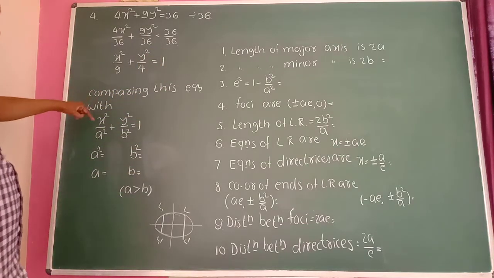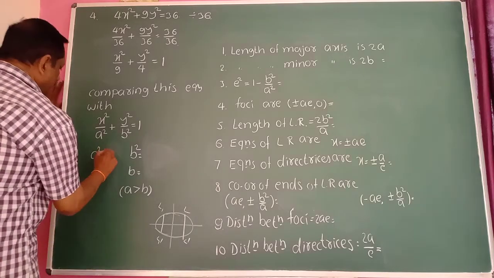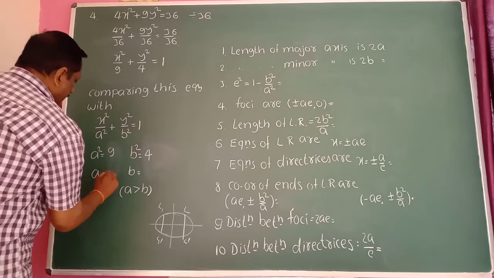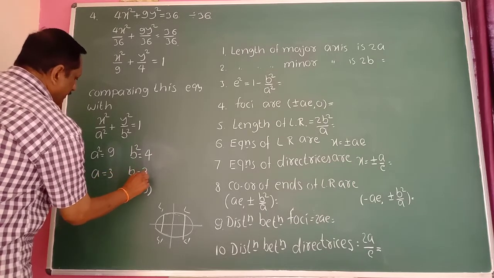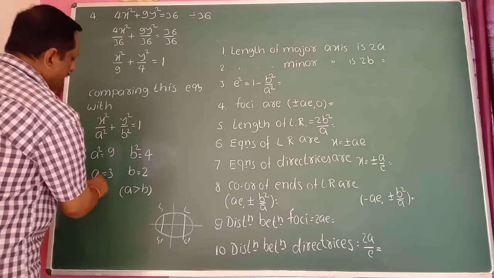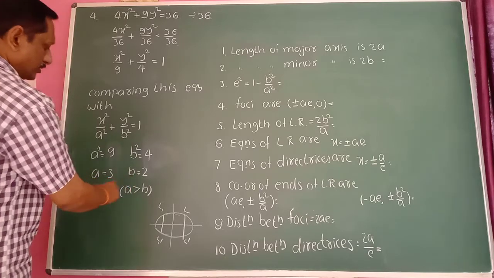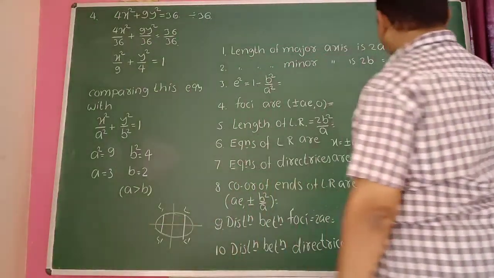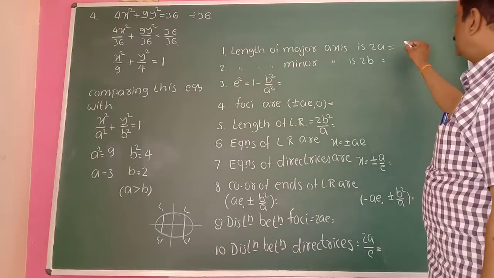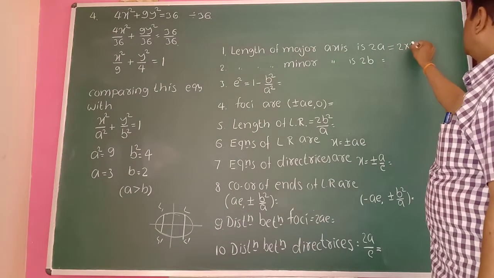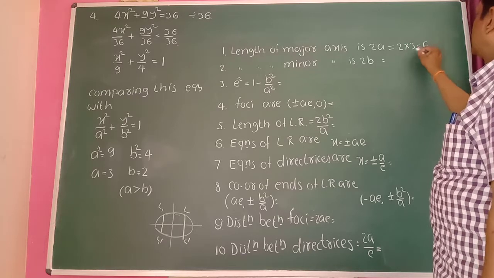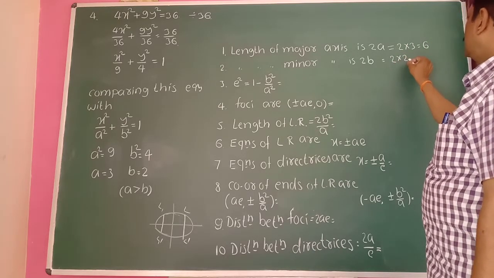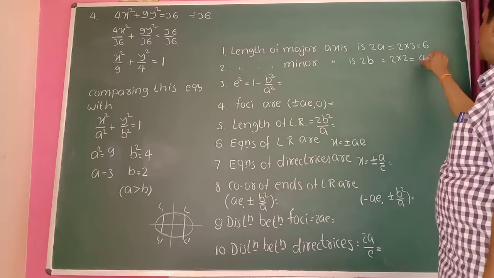Therefore, comparing these two equations, a square is 9 and b square is 4. The a value is 3 and the b value is 2. Again, a is greater than b. Therefore, the length of the major axis is 2a, 2 into 3 gives 6. And the minor axis is 2 into b, 2 into 2, that is equal to 4.